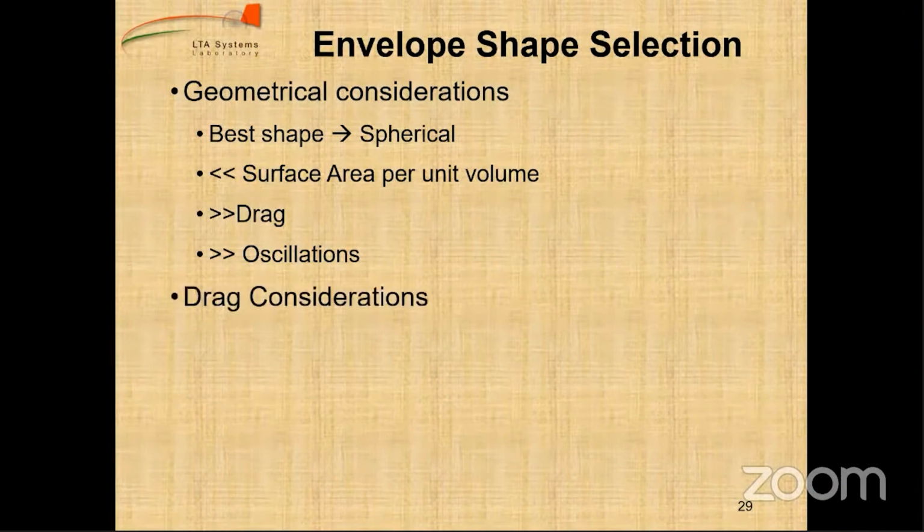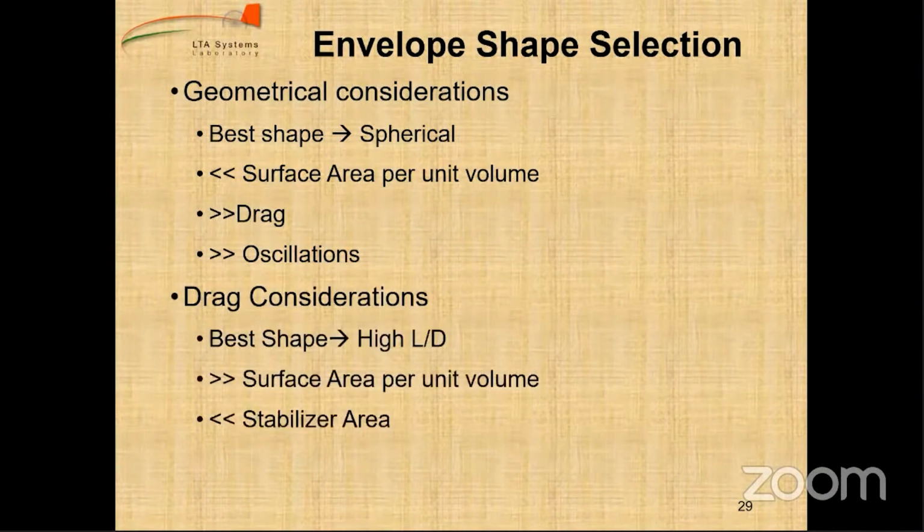But from the drag consideration, the best shape is one with a high L by D ratio. L by D is not the lift to drag ratio here, it is the length to diameter ratio, the length of the airship to the diameter of the airship. So it should be high.